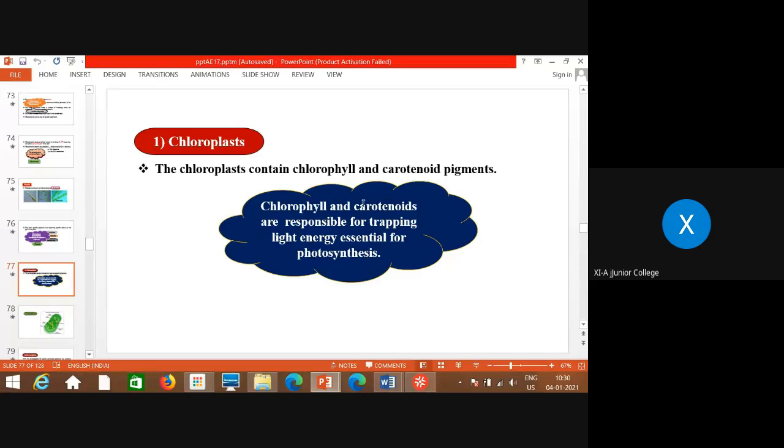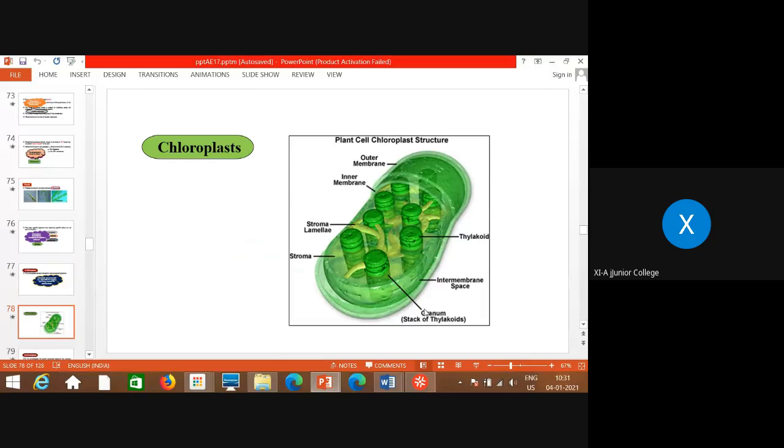And that is because of what? The pigment which they contain, called chlorophyll, as well as carotenoids. Along with the green colored chlorophyll pigments, carotenoids, which are yellow and orange pigments, are also present, and they are responsible for trapping light energy. That means the solar energy, the light energy received from the sun, is trapped with the help of these pigments for the process of photosynthesis. So trapping of solar energy is the important role of chlorophyll pigments.